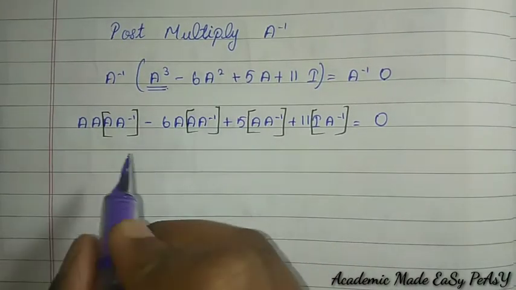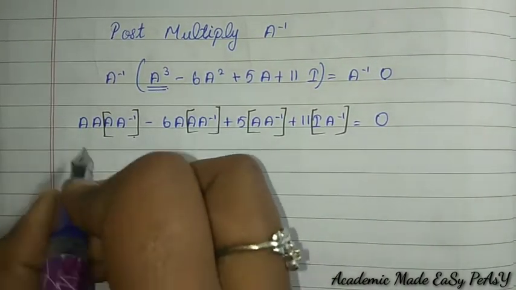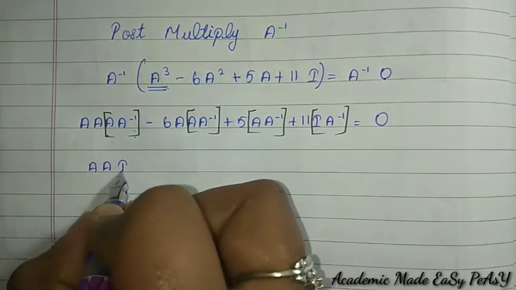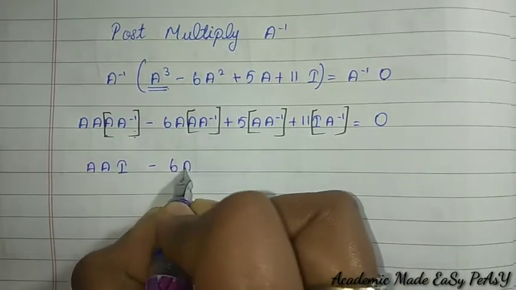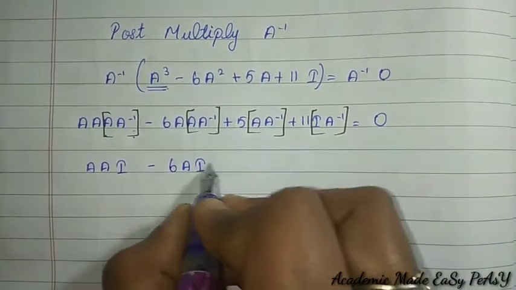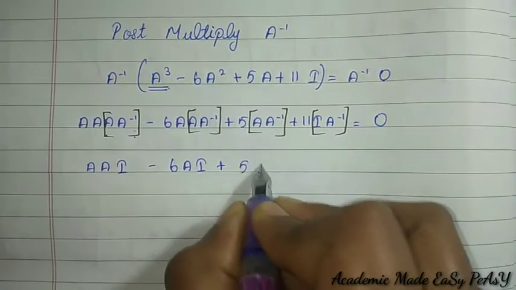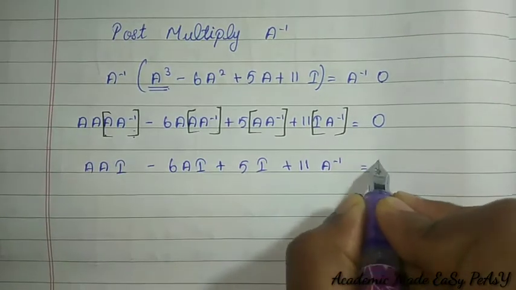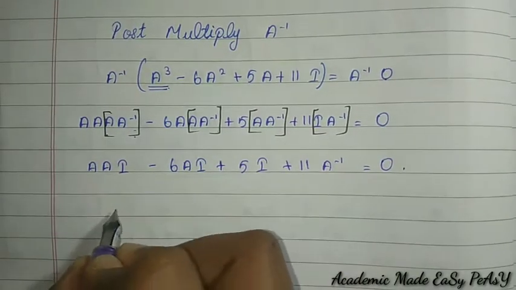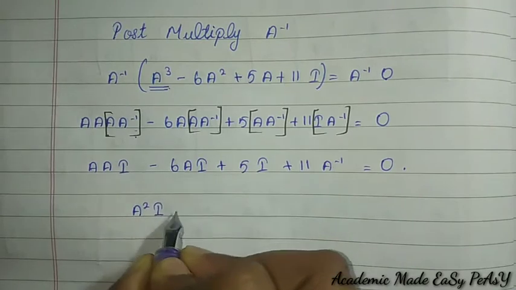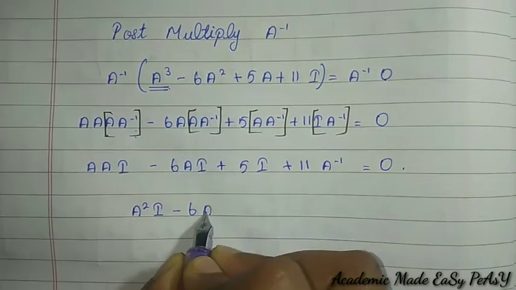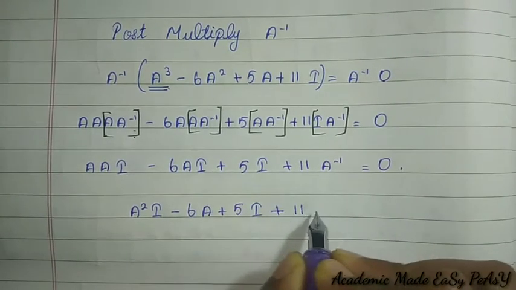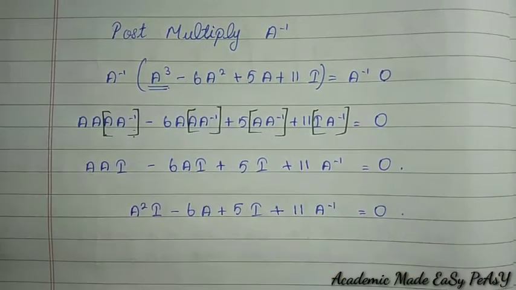We have already seen these properties, no? So A into A as it is I will have. A into A inverse is I, minus 6A into I only, A into A inverse, plus 5A into A inverse is I, plus 11I into A inverse is A inverse, equal to 0. So in the next step I will have A square I minus 6, A into I is A only, plus 5I plus 11 A inverse is equal to 0.